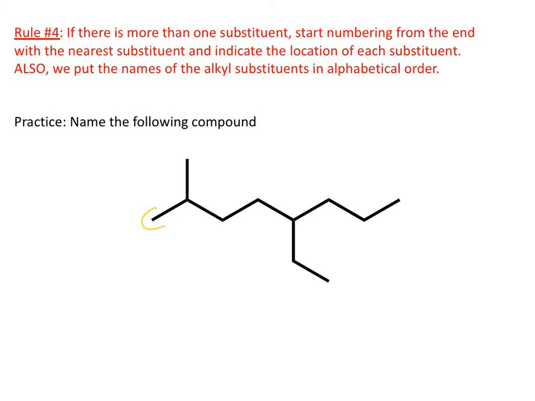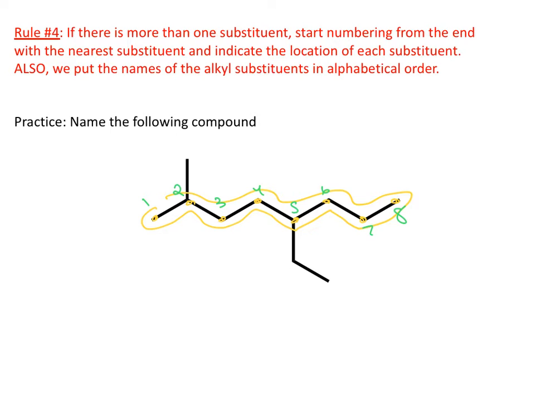So that will be 1, 2, 3, 4, 5, 6, 7, 8. That will be this chain. 1, 2, 3, 4, 5, 6, 7, 8 carbons. So now we want to number from the end with the nearest substituent. So that would be from the left. So 1, 2, 3, 4, 5, 6, 7, 8. The substituent is closer to the left, the first substituent, so that is how we number.